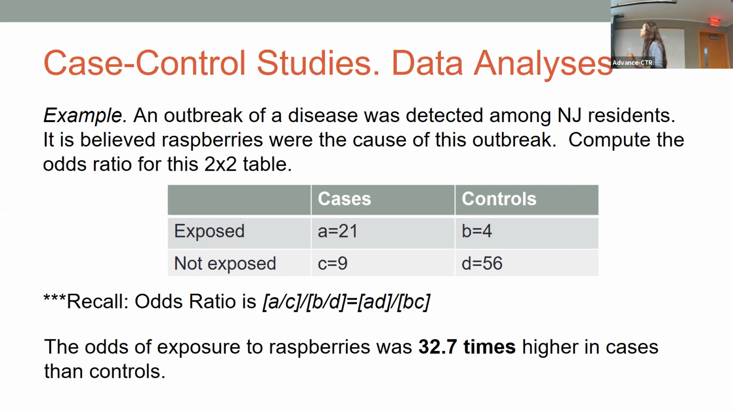What this means in the context of this example is that the odds of exposure to raspberries was 32.7 times higher in cases than in controls. So this is showing that having consumed the raspberries is likely a risk factor for whatever outcome the cases have.